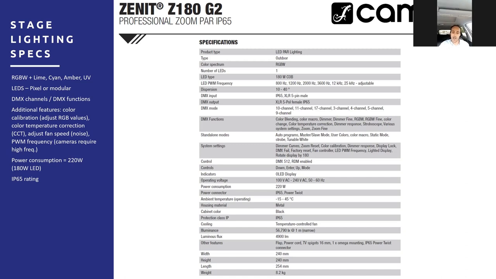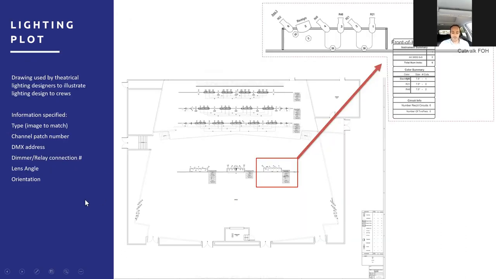Again, these are, for the most part, not permanently installed fixtures. They're meant to be moved around from pipe to pipe, and in certain cases taken outside for an outdoor event. All right, we're gonna move on then to something called a lighting plot.